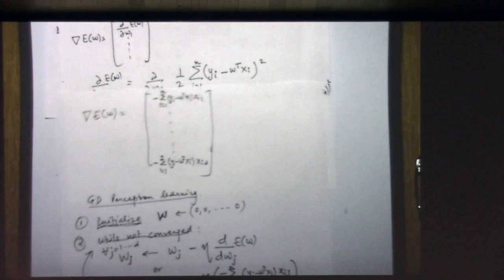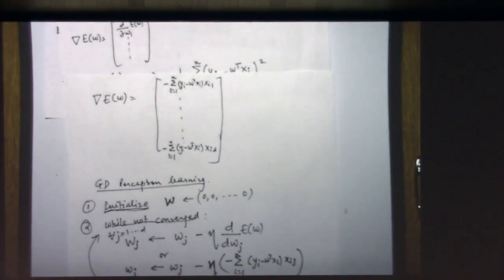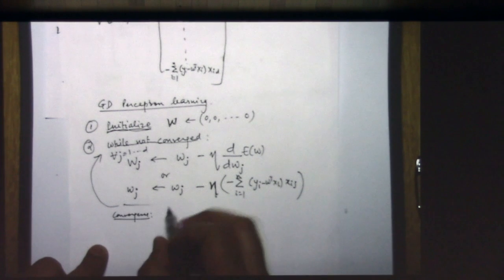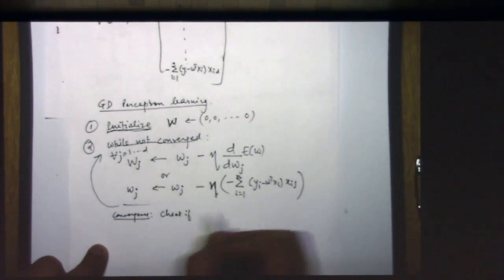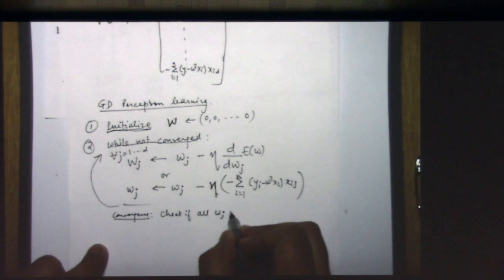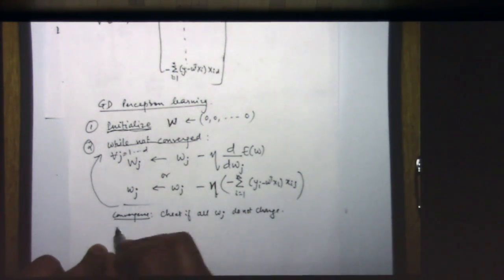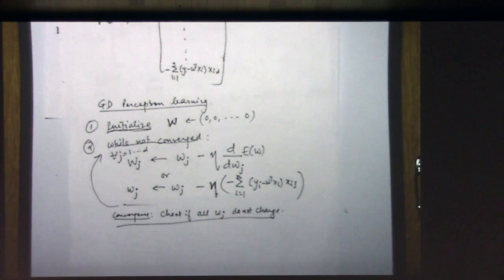So in your program, to check for convergence, you just check if all Wj's do not change. If they are not changing, that means you have reached the bottom. And typically, this is a very ideal situation. And then eta basically tells you how much you jump by.